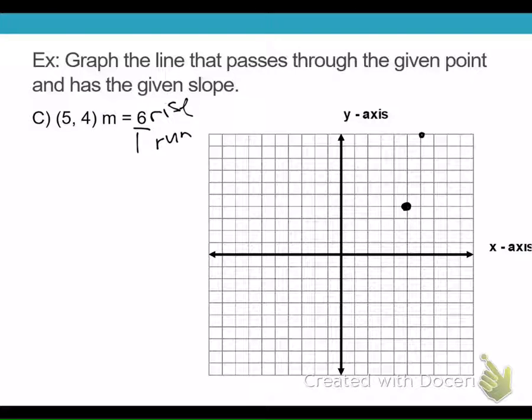Now, if you run out of space, you could actually think of them as both being negative, right? Do you agree that this is the same as this? So you can go back to that first point. This time go down. 1, 2, 3, 4, 5, 6, and 1.